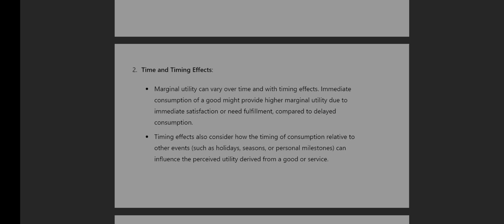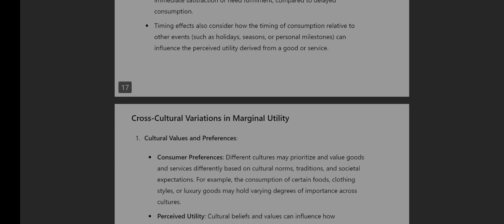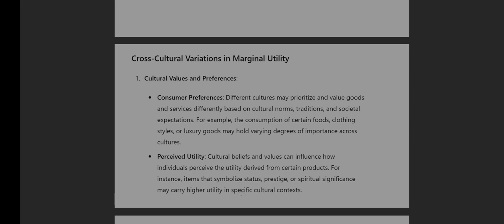Time and timing effects. Marginal utility can vary over time and with timing effects. Immediate consumption of a good might provide higher marginal utility due to immediate satisfaction or need fulfillment compared to delayed consumption. Timing effects also consider how the timing of consumption relative to other events can influence the perceived utility derived from a good or service. Cross-cultural variations in marginal utility.